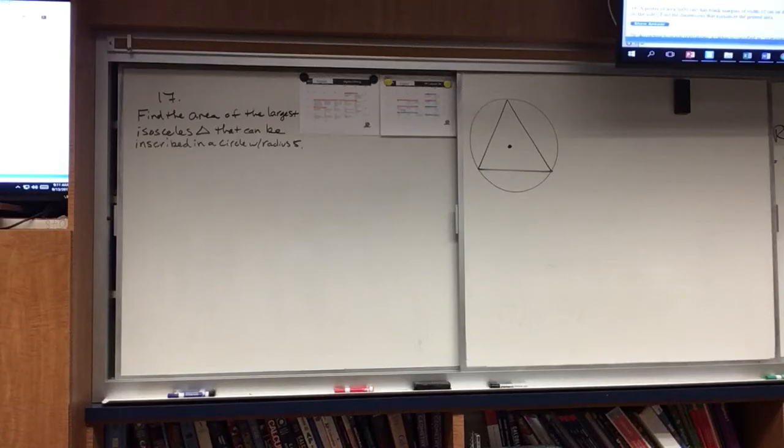All right, so here we go. This is number 17 for optimization. So in the Rogawski textbook, that is on page 263. So here we go with optimization. It says, find the area of the largest isosceles triangle that can be inscribed in a circle with radius 5.